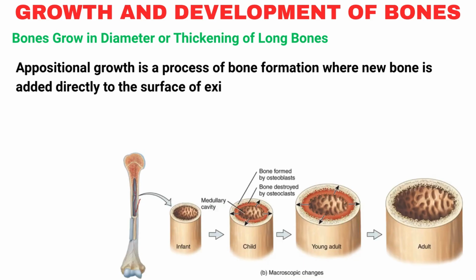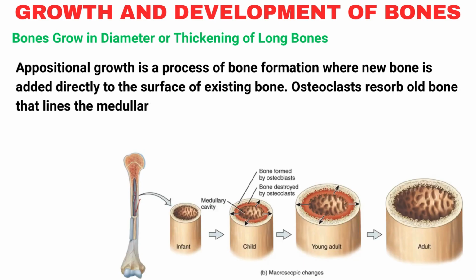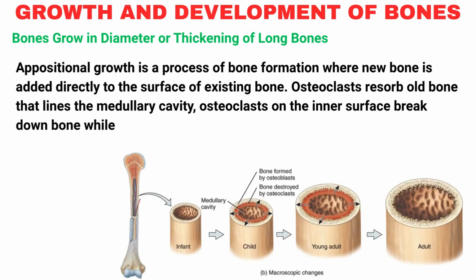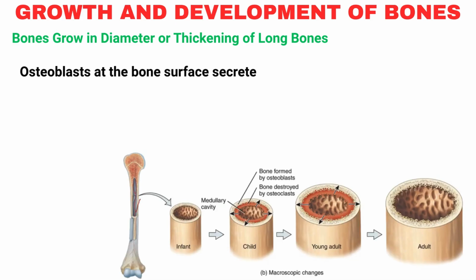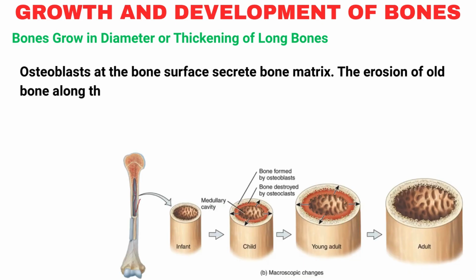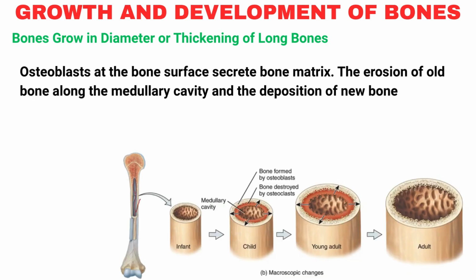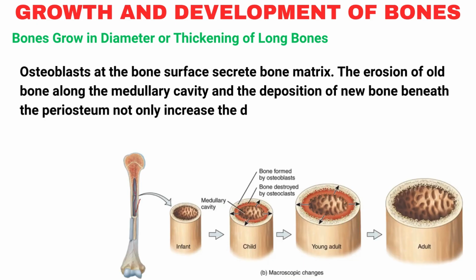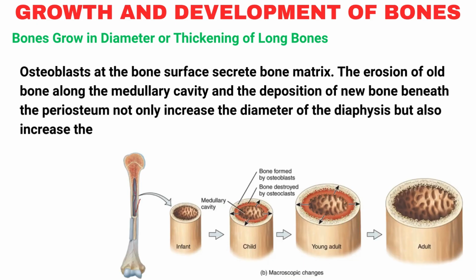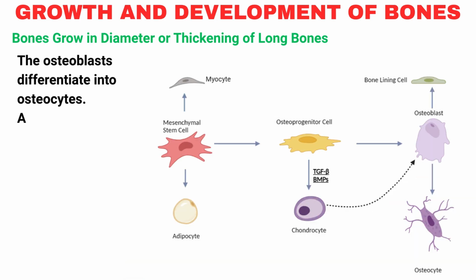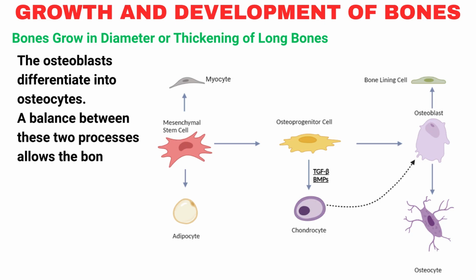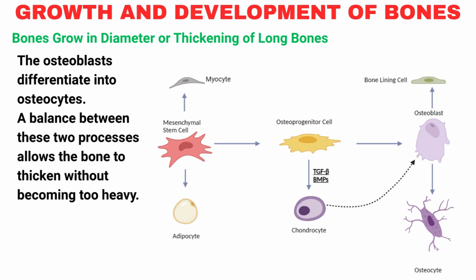Osteoclasts resolve old bone that lines the medullary cavity. Osteoclasts on the inner surface break down bone, while osteoblasts via intramembranous ossification produce new bone tissue beneath the periosteum. Osteoblasts at the bone surface secrete bone matrix. The erosion of old bone along the medullary cavity and the deposition of new bone beneath the periosteum not only increase the diameter of the diaphysis but also increase the diameter of the medullary cavity. This process is called modeling. The osteoblasts differentiate into osteocytes. A balance between these two processes allows the bone to thicken without becoming too heavy.